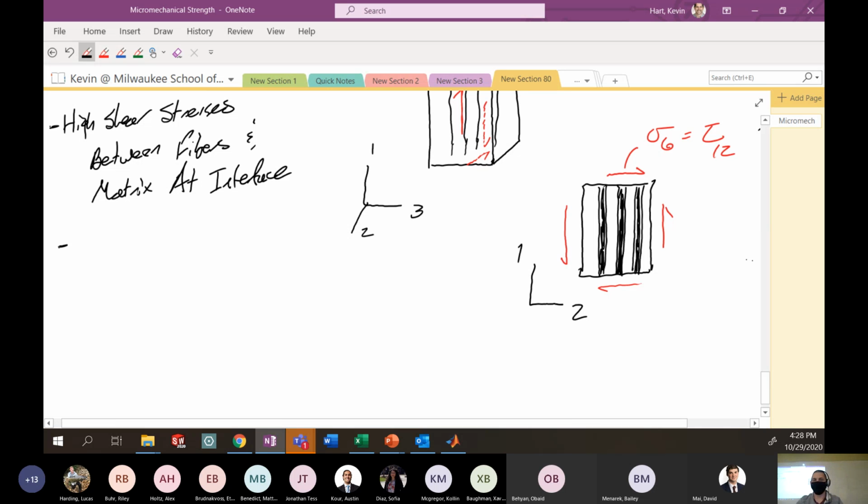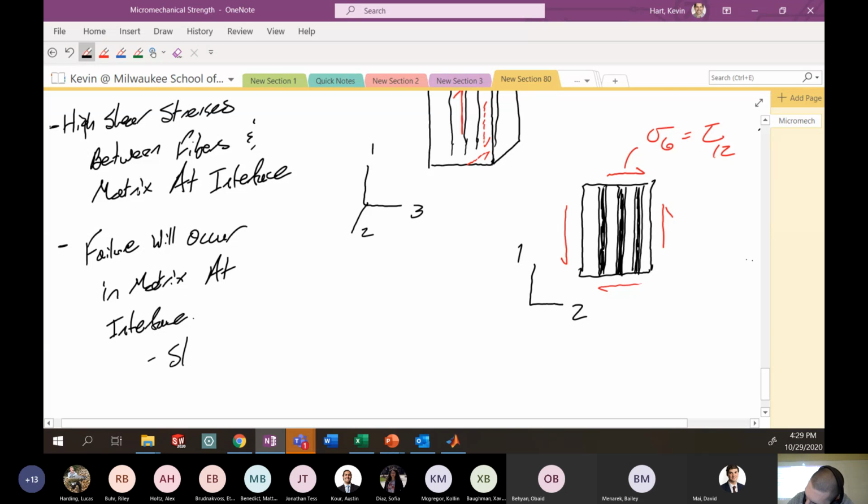So we're going to end up dominated by shear properties of the matrix, because typically the shear strength of the matrix is going to be lower than the shear strength of the fiber. And so what you're going to have is a shear failure right at the interface between the fiber and the matrix. Okay, so failure will occur in the matrix at the interface, and it will be a shear failure.